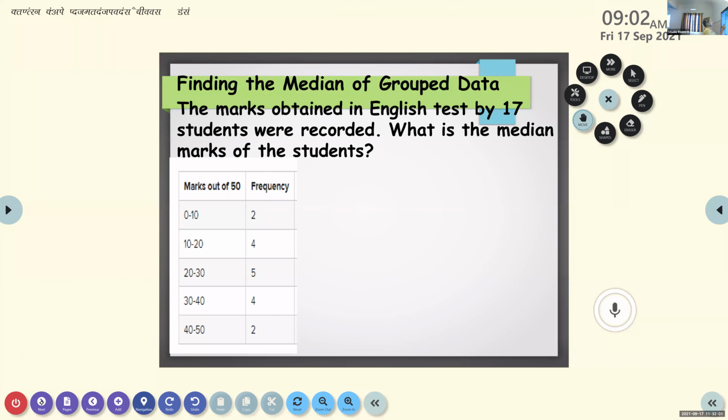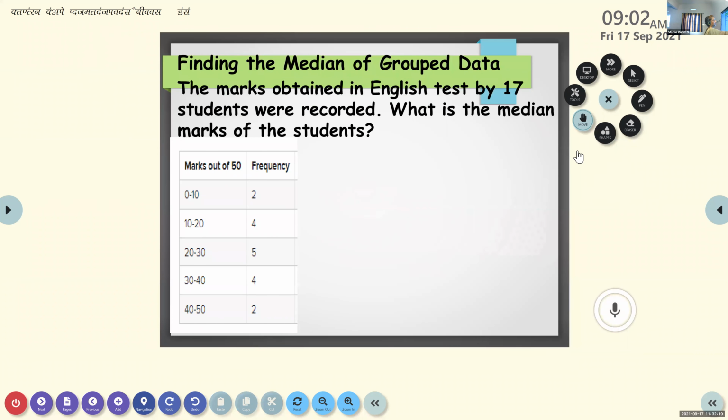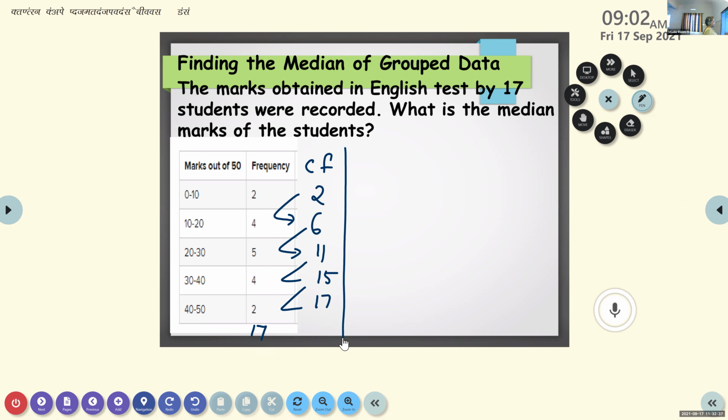So once more, this is a question related to that, marks out of 50, and frequencies are given. Next step, you have to find CF. Here 2, the same number will come. Then add 6, add 11, 15, 17. Here 17. So CF we got.